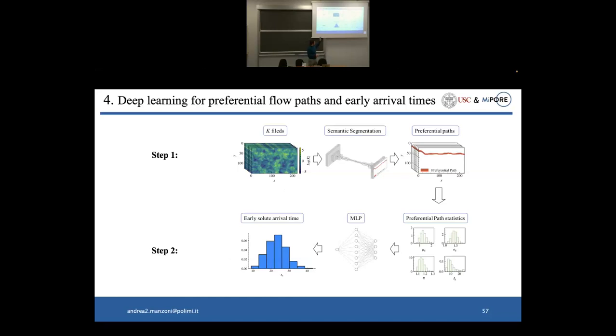What we have done here is build a methodology that is able to estimate early solute arrival time and preferential flow path. Let me first define what early solute arrival time is. We define early solute arrival time as the time that the first 1% of particles reach a given control plane, the first 1% of particles of a released contaminant. The preferential flow path is the path that this first 1% of particles follow to reach a control plane.